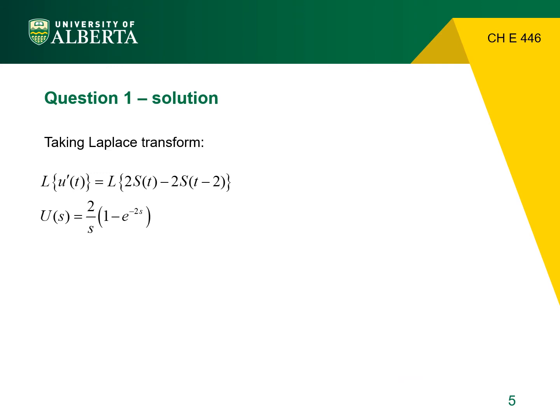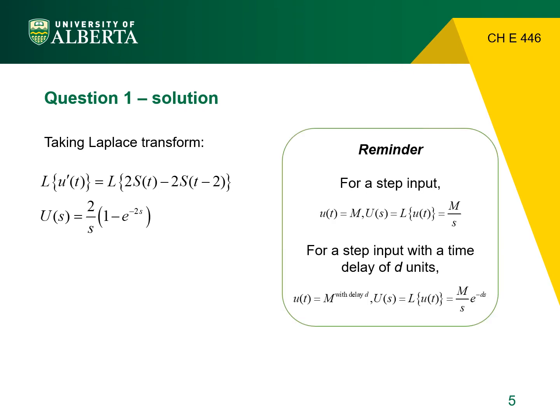Once we have the input signal in deviation form, we take the Laplace transform of the signal. The Laplace transform of the given signal u prime of t is given by 2 over s times 1 minus exponential of minus 2s. As a reminder, for a step input u of t equals m, the Laplace transform is given by u of s equals m over s. Similarly, for a step input with a time delay of d units, the Laplace transform is given by m over s times exponential of minus ds.